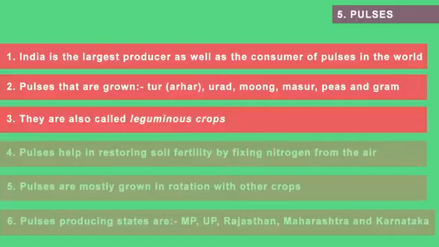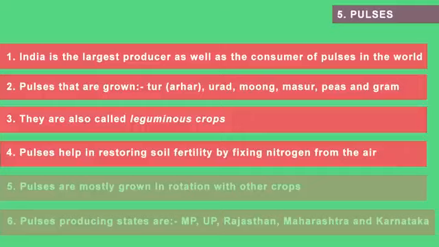And by the way, they are also called leguminous crops. So remember that pulses are called leguminous crops. And pulses help in restoring soil fertility by fixing nitrogen from the air. So growing pulses is good both for the population as well as the land. Pulses are usually grown in rotation with other crops. Meaning, suppose you are growing a crop A. After harvesting crop A, you will grow a pulse crop because it will help in restoring the fertility of the soil.